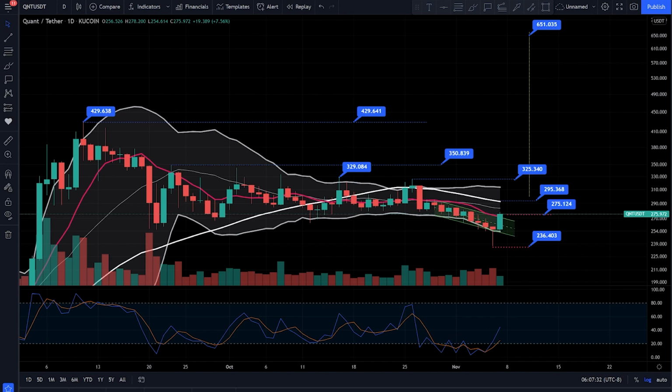The only thing is the 10-day moving average is still trading below the 50-day. We need the 10-day to reverse direction and then eventually cross over and lead the 50-day. When that happens, we would likely see Quant start this major run up in price.